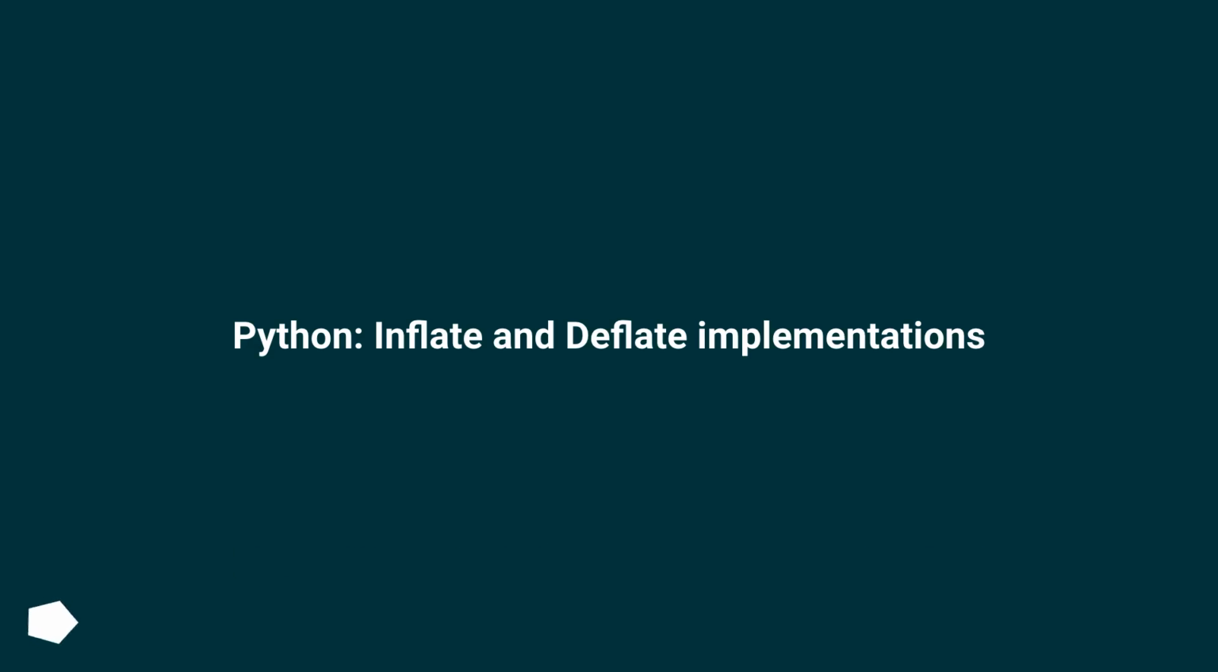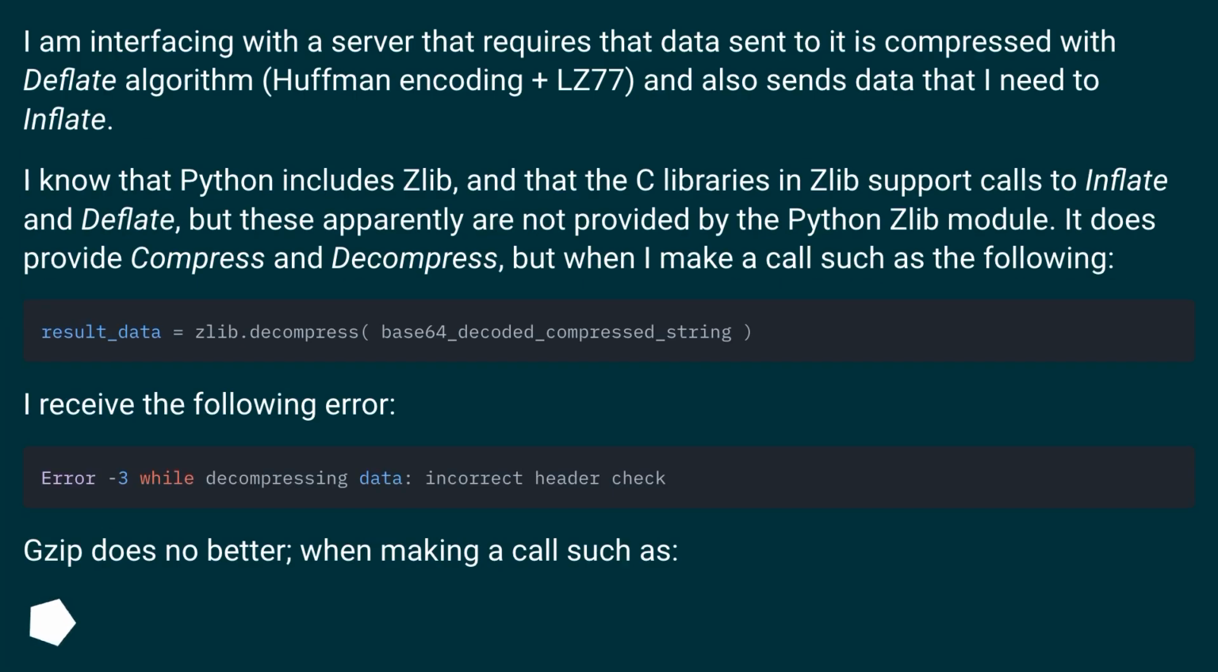Python, Inflate and Deflate implementations. I am interfacing with a server that requires that data sent to it is compressed with the deflate algorithm, Huffman encoding plus LZ77, and it also sends data that I need to inflate.